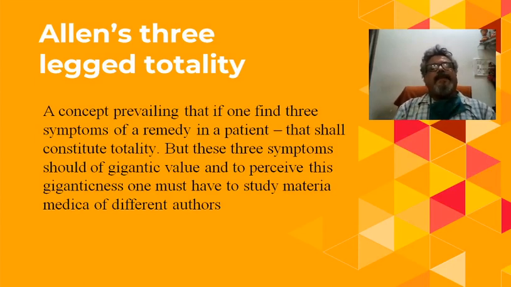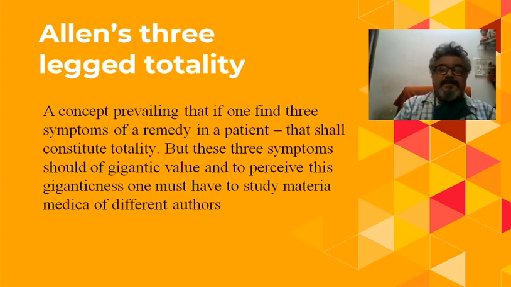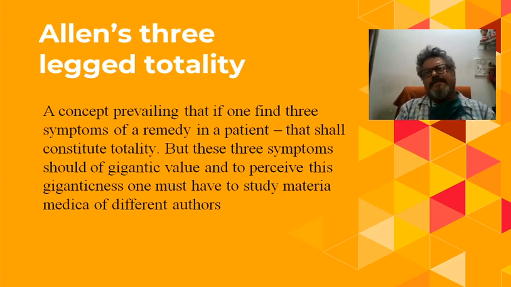Now one thing we all know, that is Allen's three-legged totality. The concept prevailing is that if anyone can find three symptoms in a patient from a particular drug, that is enough to constitute the totality of that person. This is partially true, because Allen's three-legged totality does not at all say that this will be any symptom. The symptom should have some gigantic value. And in order to understand the gigantic value of that symptom, we have to study Materia Medica from different authors. Basically, if we study Materia Medica from different authors, the understanding of Allen becomes much easier.